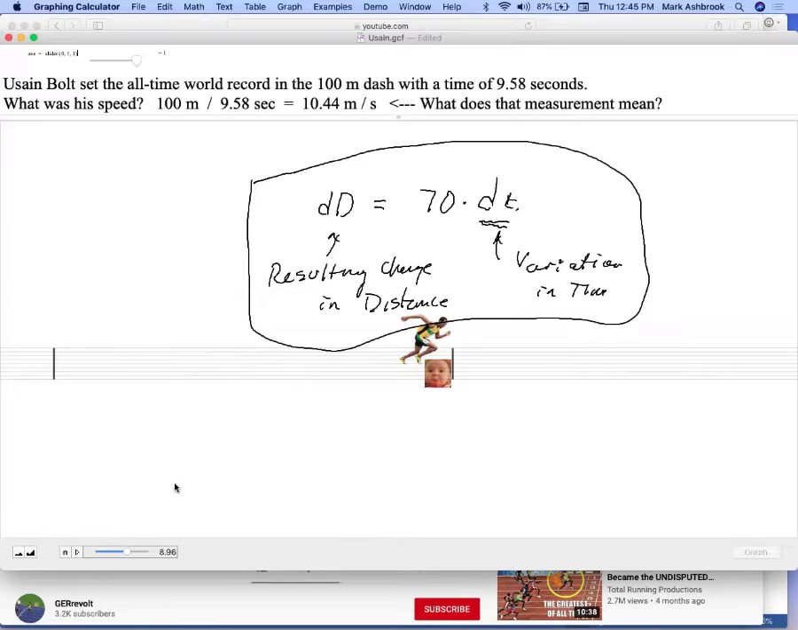I paused it here so that I could show you that my daughter can run 9.5 meters faster than Usain Bolt. She's still ahead. I'm proud of her.